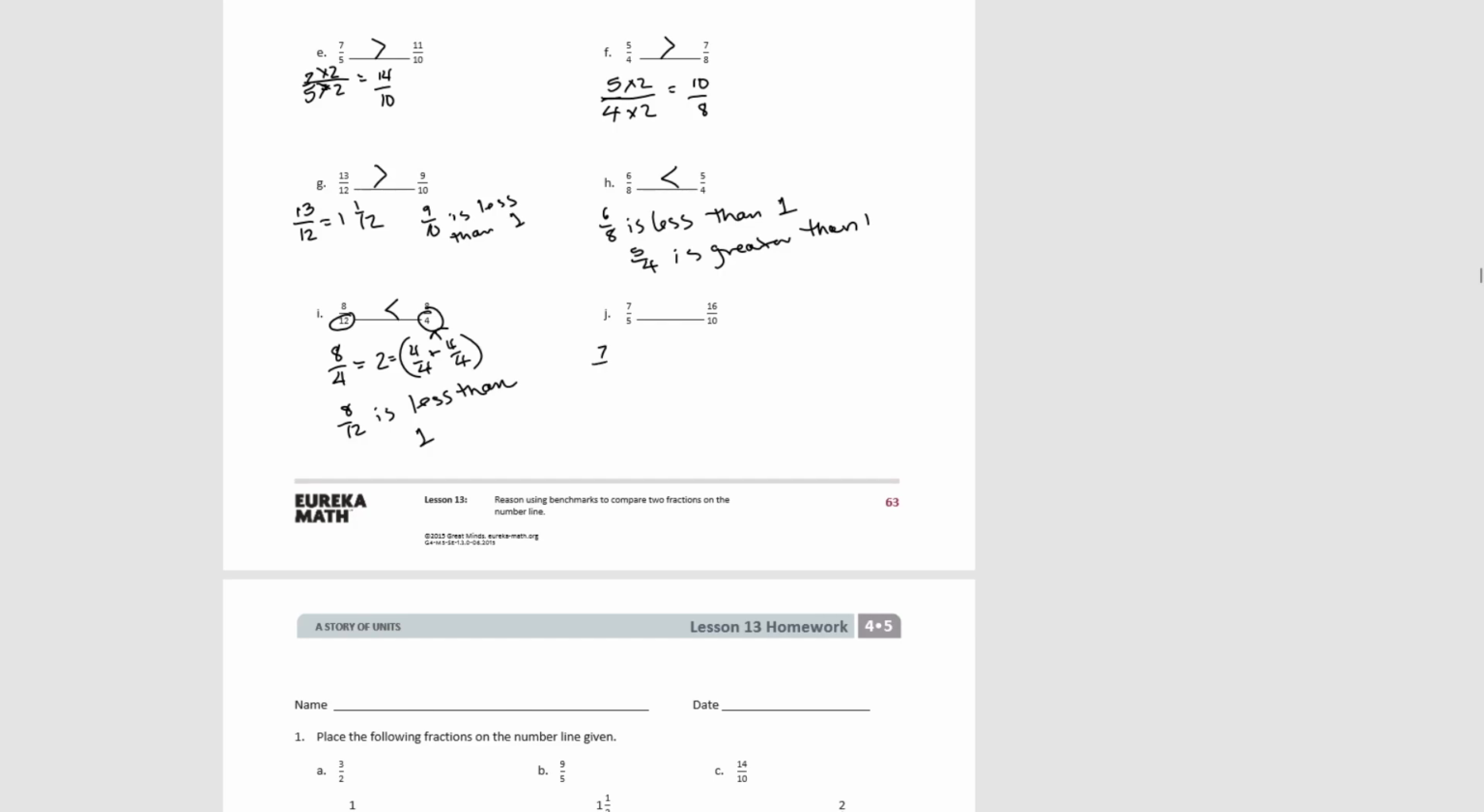For this one, we can use our strategy that 5 is a factor of 10. So if we multiply both the numerator and denominator by 2, we get 14/10. 14 tenths is less than 16 tenths. Therefore, 7/5 has to be less than 16 tenths. And that concludes lesson 13.